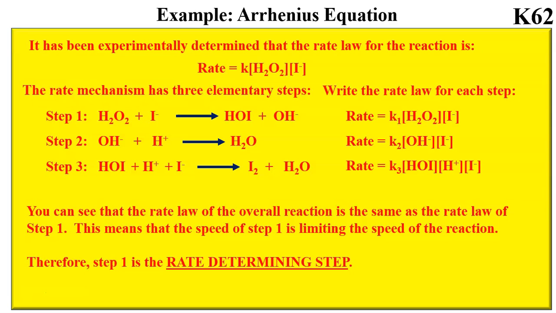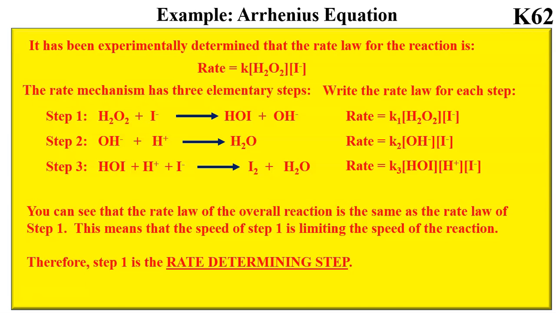Okay, so it's been experimentally determined that the rate law for that reaction is what we showed on the previous slide. The rate mechanism has those 3 elementary steps, same as the previous slide. So you can see that the rate law of the overall reaction is the same as the rate law of step 1. In other words, the rate law for step 1 and the rate law for the overall reaction is K times concentration of H2O2 raised to the first power times concentration of I minus raised to the first power. So be sure you see what's being said there.